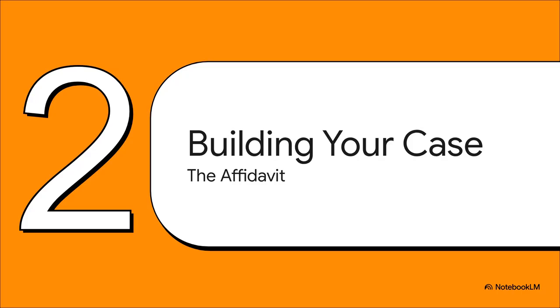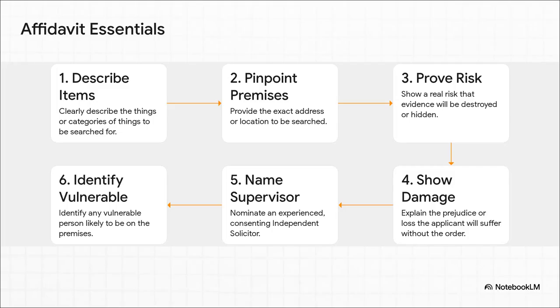So you're thinking, okay, I need one. How do you get it? Well, you can't just ask nicely. You have to build an absolutely ironclad case. And when it comes to a search order, your entire argument, your whole shot really, it all comes down to one single document, your affidavit. Getting this right is, and I mean this, everything. So here it is, your checklist. A judge is going to go through every single one of these points with a fine-tooth comb.